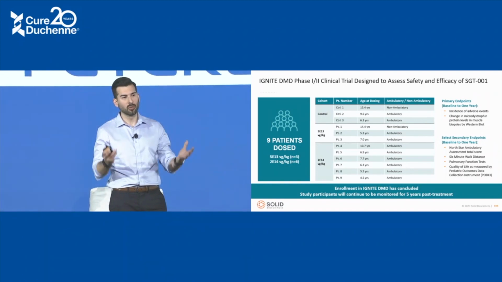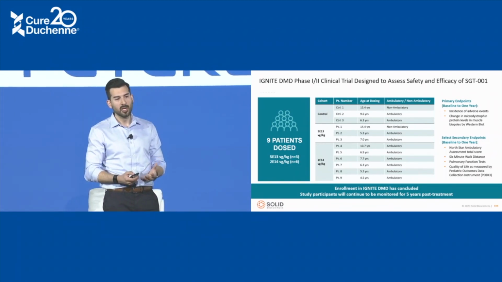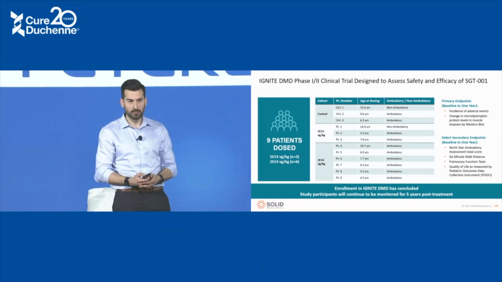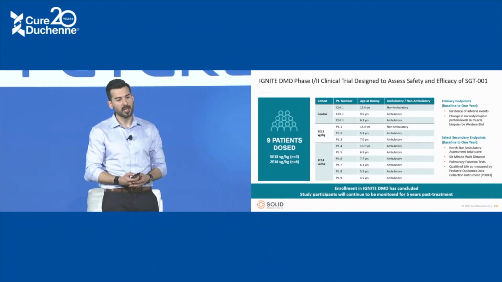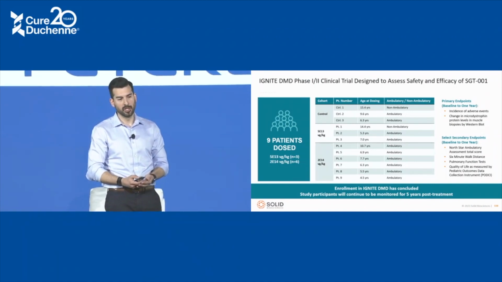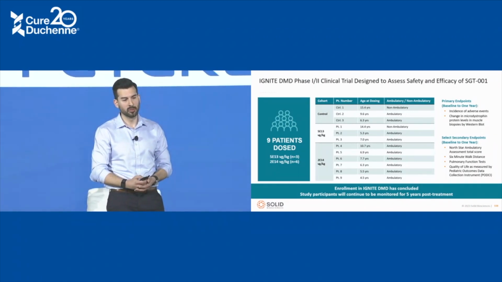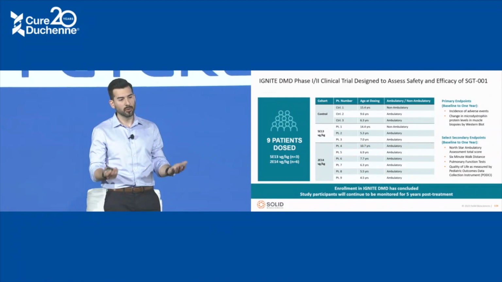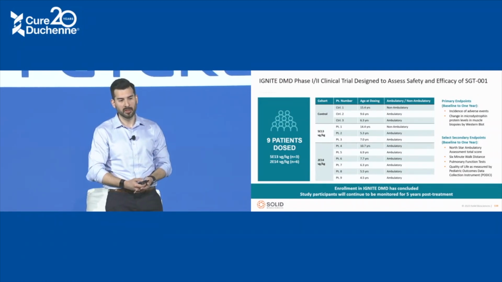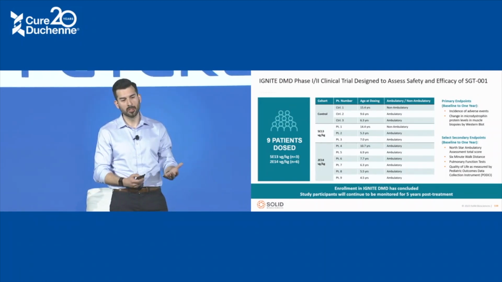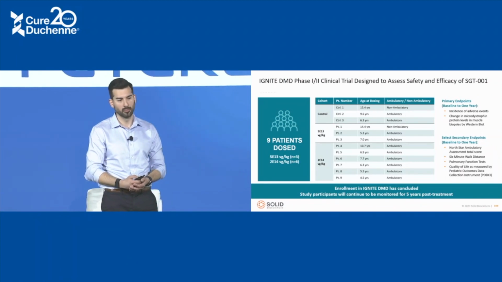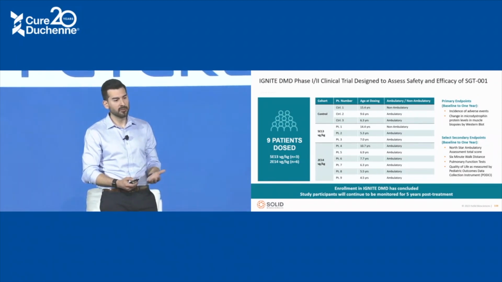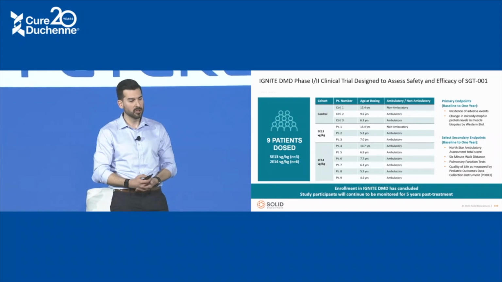SGT-001, taking a look at all the pieces of a gene therapy, was an AAV9-based gene therapy approach using a muscle-specific promoter called CK8 to deliver a microdystrophin transgene. We'll go into a little more detail on what our transgene is later. But overall, this IGNITE study was evaluating that specific construct, which we consider our first-generation gene therapy approach. As you can see from the listing, we dosed 9 patients in this study.